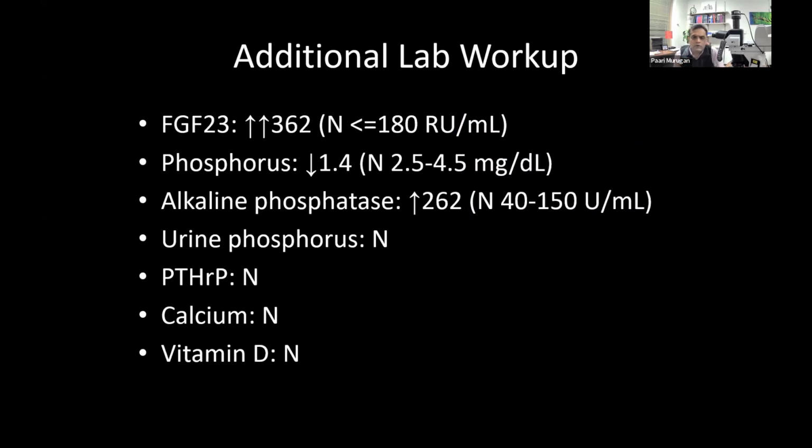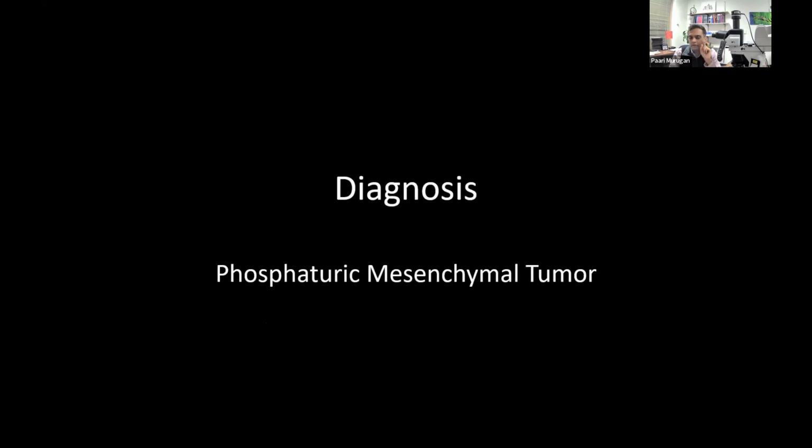This time we have more definitive answers, and we have this particular serum element. This is fibroblast growth factor 23, which is highly elevated. And this patient's phosphorus was also reduced, and alkaline phosphatase was increased, showing increased bone turnover. So with this morphologic appearance, immunohistochemical staining pattern, and this lab workup with his history of osteomalacia, there is only one diagnosis for the tumor, and this is called a phosphaturic mesenchymal tumor.